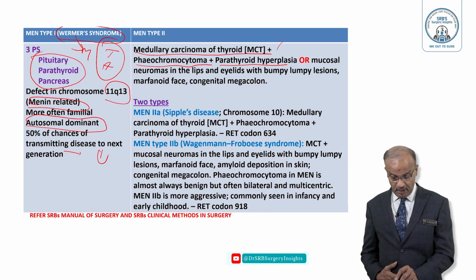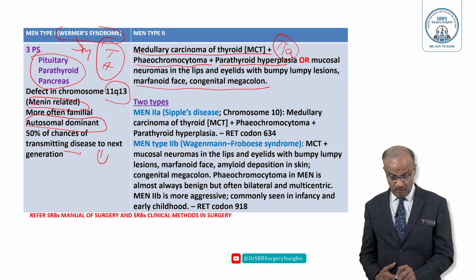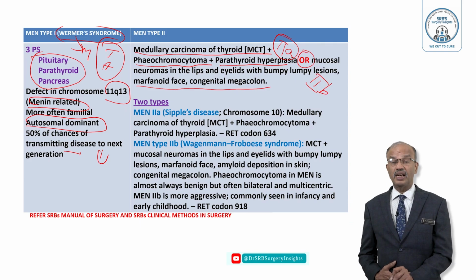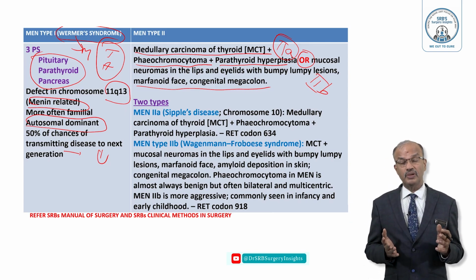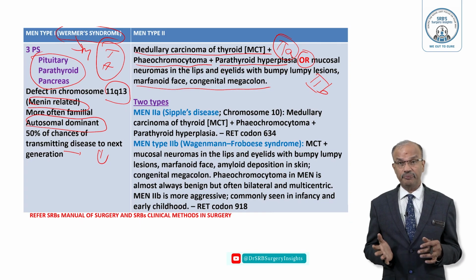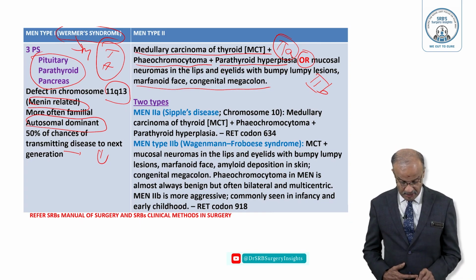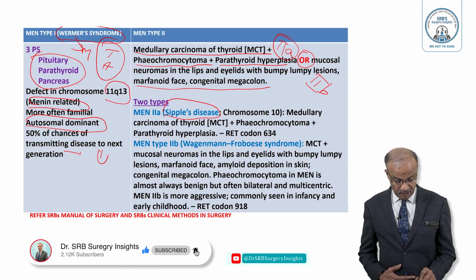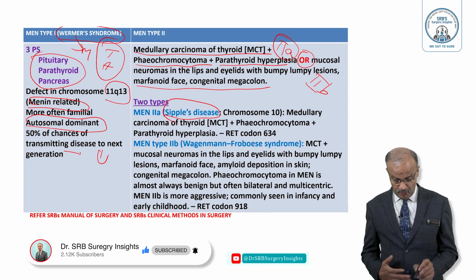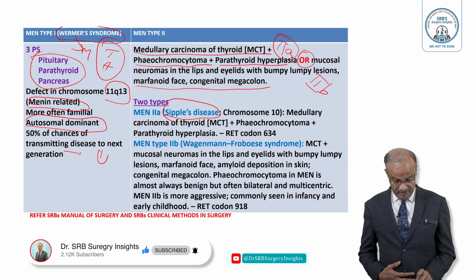Or see the type 1, type 2A, MEN type 2A, or mucosal neuromas in the lips and eyelids with bumpy, lumpy lesions, marfanoid phase, congenital megacolon. This is type 2B. So this is the A, that's why I put OR here, type 2B. That is actually called MEN type 2 mucosal neuroma syndrome. It is often also called by a name which many people don't know. This type 2A is called a simple disease, all of us are aware of that. Type 2B has got a syndrome name actually. Most of us don't know that.